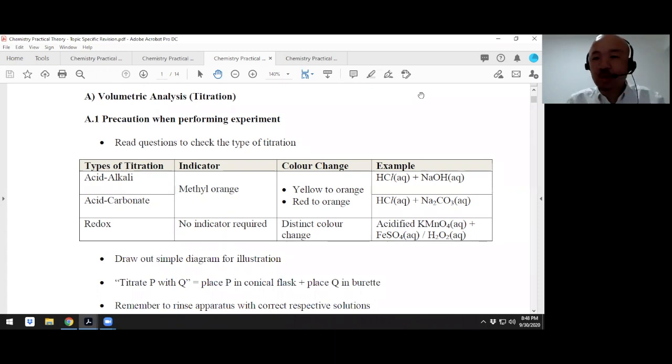I'm going to go a bit slower on this, okay? Because we want to appreciate. It's not about solving questions. This is not a calculation workshop, okay? Volumetric analysis means titration. What is the precaution when performing experiment? You really have to read the question to check the type of titration you're doing.